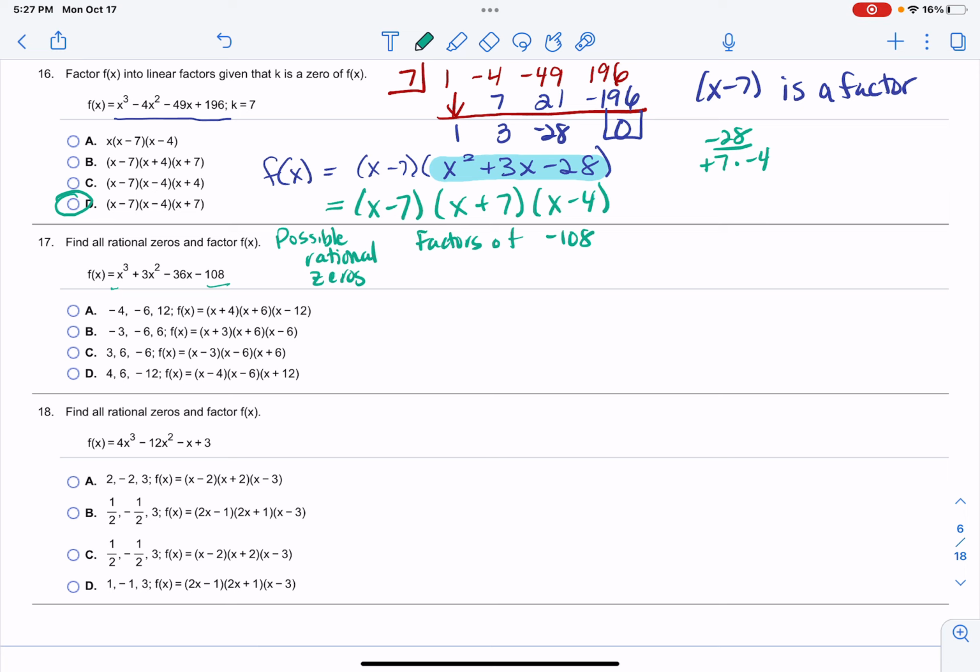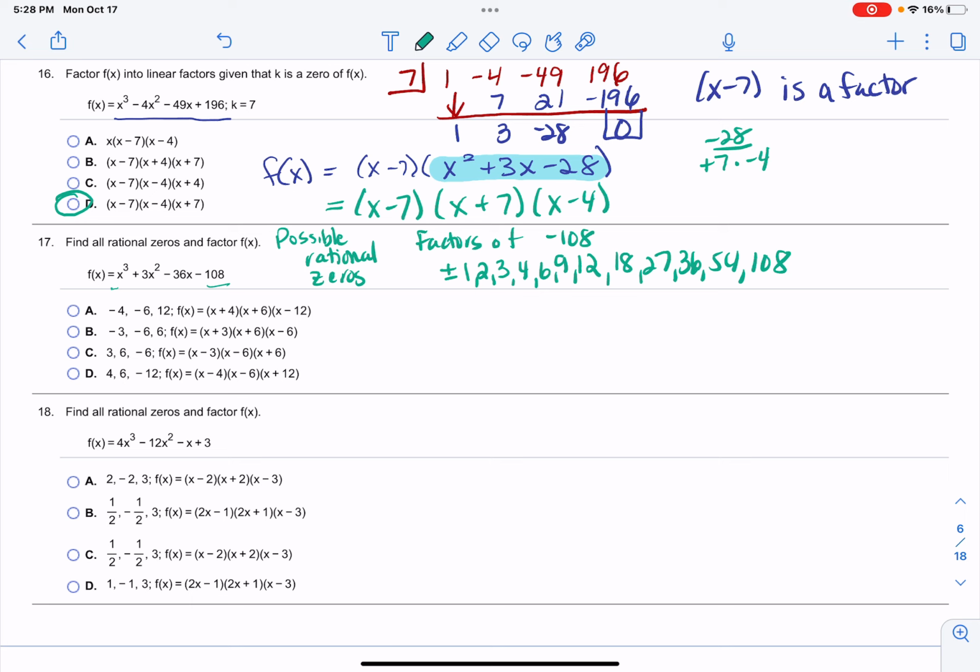Now there's a lot of numbers that go into negative 108. So the things that we would try in synthetic division would be plus or minus 1, plus or minus 2, 3, 4, and all of these are positive or negatives. 6, 9. Now this is a list of all the factors of negative 108. These are all the numbers that go into 108 evenly without leaving any remainders. So it's quite a big list, especially when you consider the positives and the negatives.